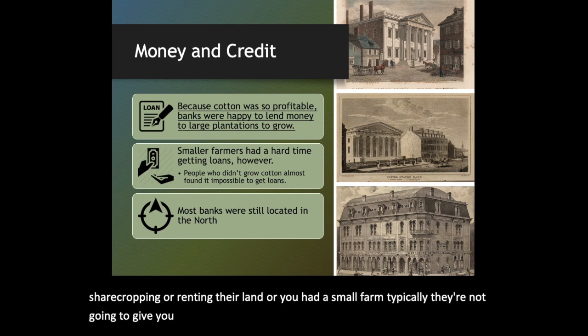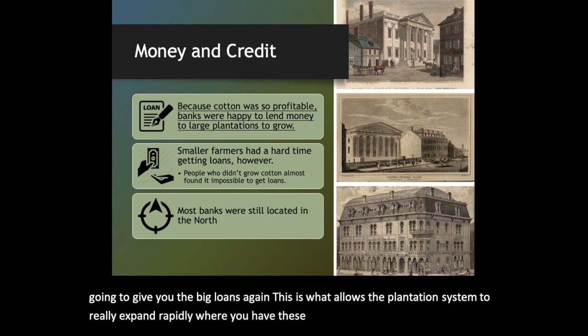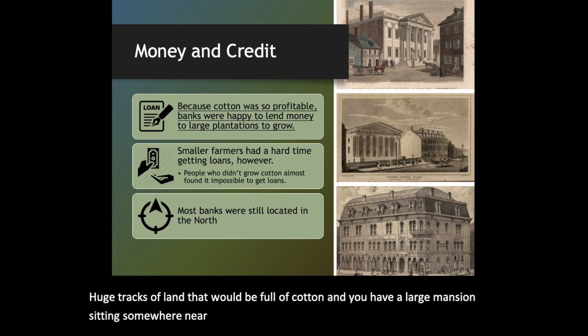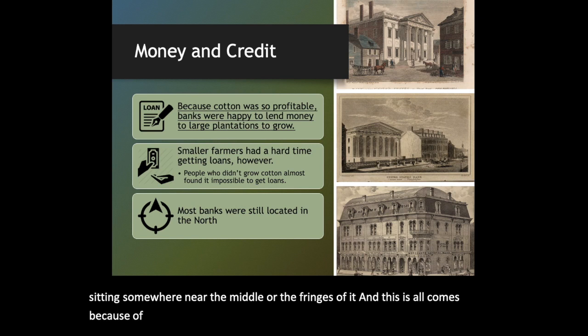Again, this is what allows the plantation system to really expand rapidly, where you'd have these vast, huge tracts of land that would be full of cotton, then you'd have a large mansion sitting somewhere near the middle or the fringes of it. And this all comes because of wealth and power of cotton. The more you can produce, the more money you could make.